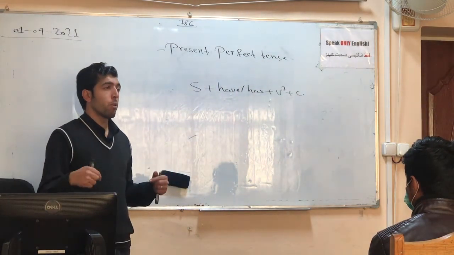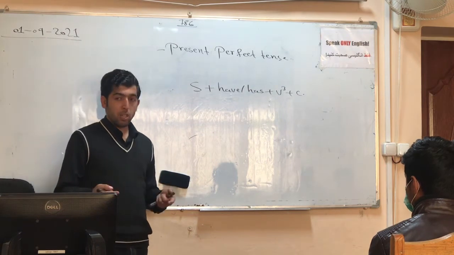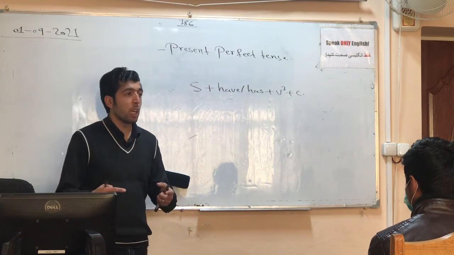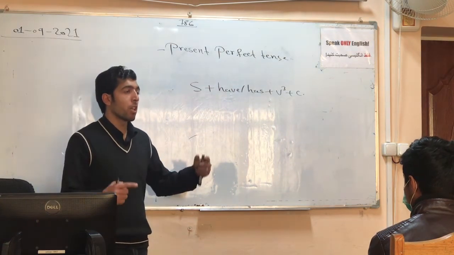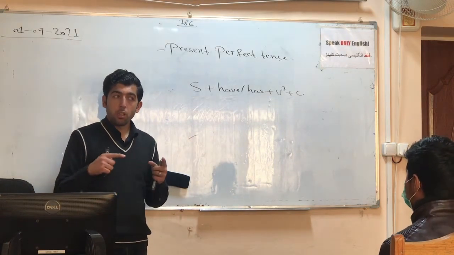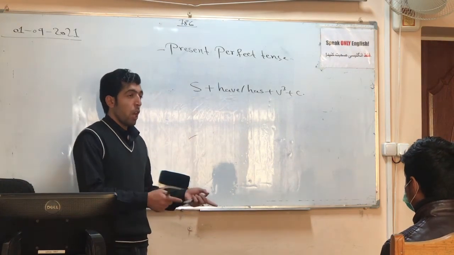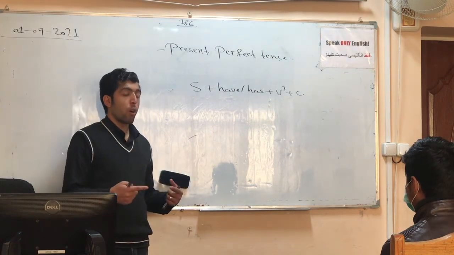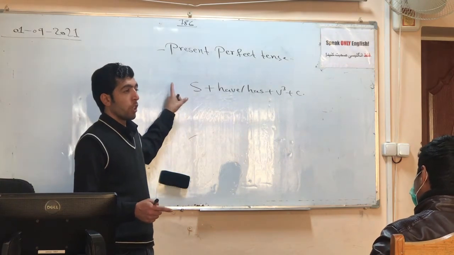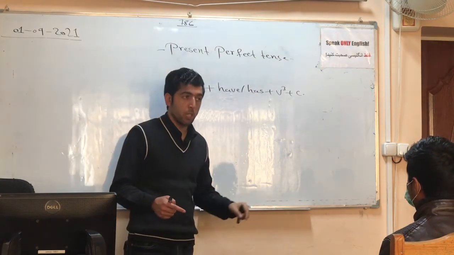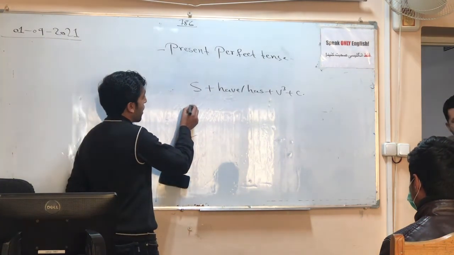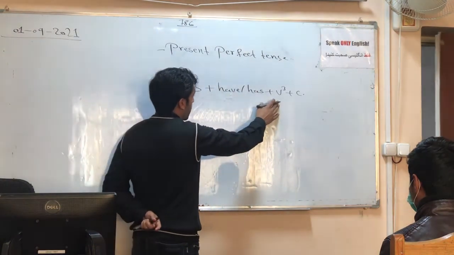If we remember this structure, when we read a passage, we can recognize the sentence. If the sentence is related to this structure, the sentence is called what? A present perfect sentence. But if you would like to write something according to the present perfect tense, we have to remember this structure. How can we write a sentence? Subject plus have or has, plus verb 3, plus complement.